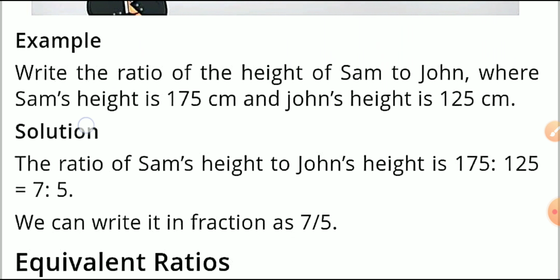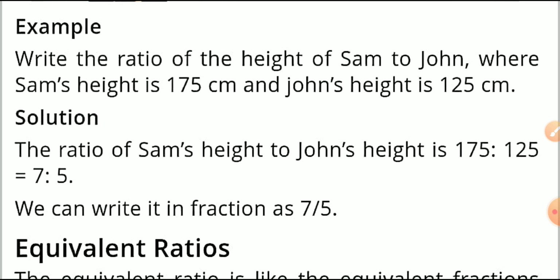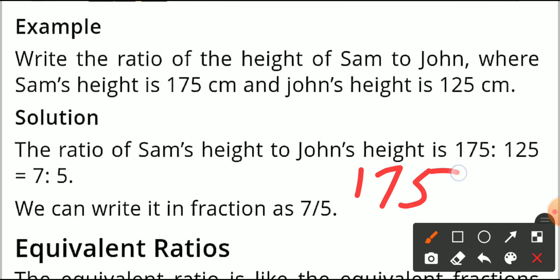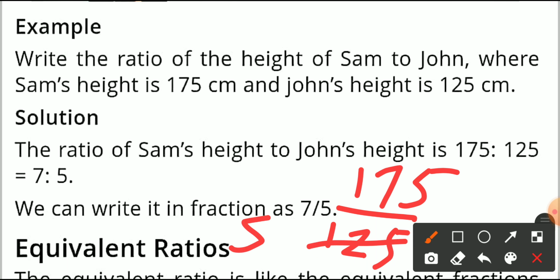For example, write the ratio of the height of Sam to John, where Sam's height is 175 centimeter and John's height is 125 centimeter. See the solution of this question. The ratio of Sam's height to John's height is 175 to 125, which equals 7 to 5. How? Let's see: 175 upon 125. See the table of 25: 25 fives are 125, 25 sixes are 150, and 25 sevens are 175. So the answer becomes 7 to 5, and we can write 7 to 5 in the form of a fraction like this: 7 upon 5.